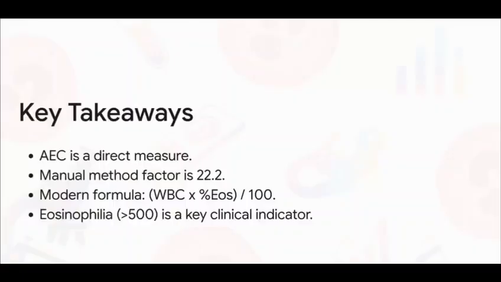So, let's just quickly recap the big points here. 1. The eosinophil count is the real number of cells, not a percentage. 2. For the manual method, remember that magic number, 22.2. 3. The modern formula is just WBC times the percent. And 4, and this is the most important for your clinical years, a count over 500, eosinophilia, is a big deal. It's a major clue you need to investigate. Get these 4 things down, and you've got this test mastered.